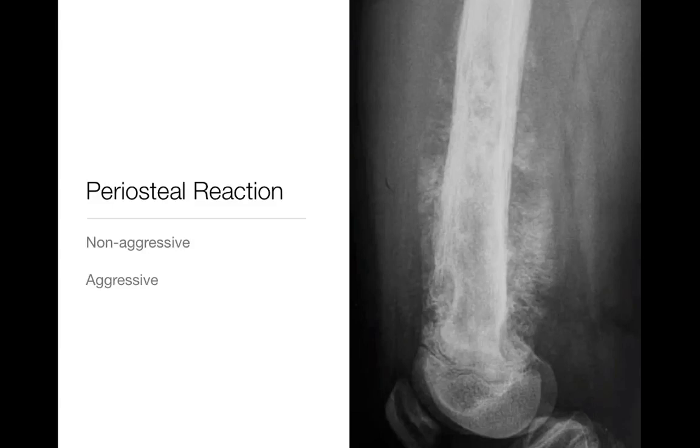So that's really the main point. The only real point of periosteal reaction, when we look at it, is it helps us to think about what process is causing the periosteal reaction. Is this process a benign process or a more malignant process, or an aggressive process or a non-aggressive process?